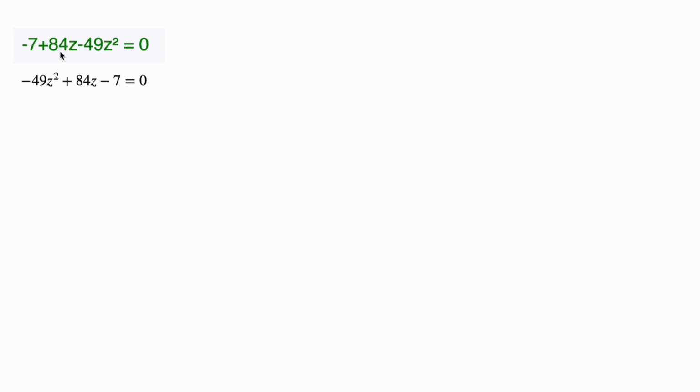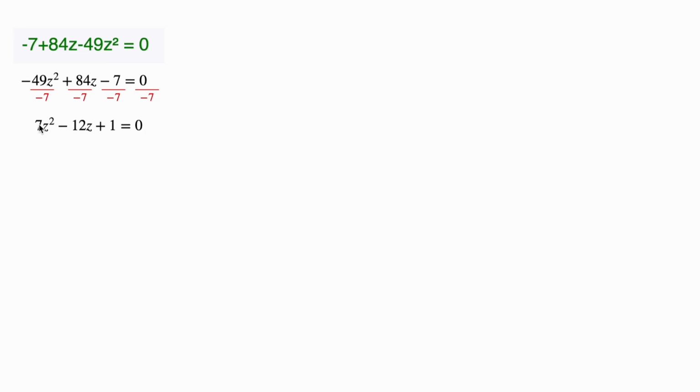Rearrange it. I put the negative 49z squared first, so in decreasing order of degrees: z to the power of 2, z to the power of 1, and then z to the power of 0. I notice that each of these terms is divisible by 7. Because the first term is negative, I've divided each term by negative 7. That gives us 7z squared minus 12z plus 1 is equal to 0.